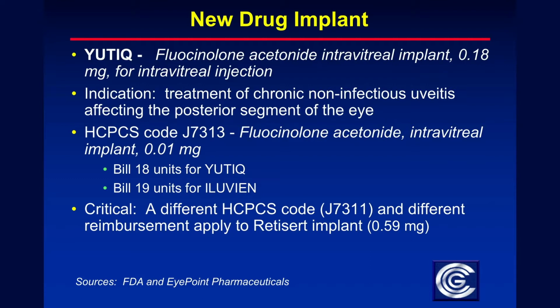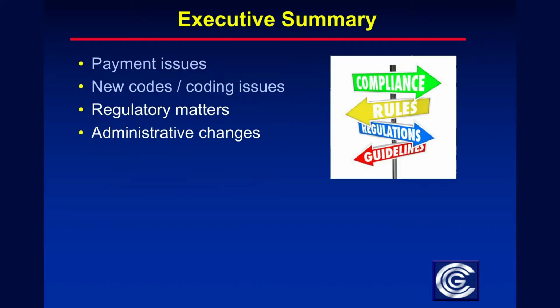It's important to note that the Retisert implant from Bausch + Lomb uses a higher dose of fluocinolone, has a different HCPCS code, J7311, and has different reimbursement. Billers should not confuse Retisert with YUTIQ or ILUVIEN. In the next section of this program, I'll describe the regulatory and administrative changes that affect ophthalmology and optometry.